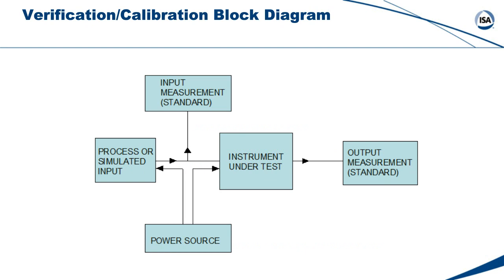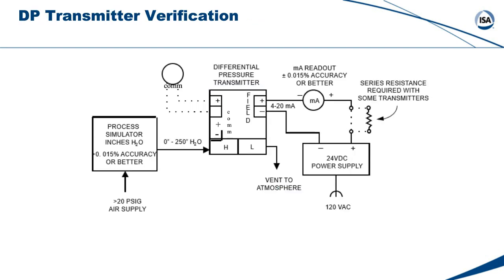To calibrate, a process or simulated signal is sent to the transmitter, and the resulting output, 4 to 20 milliamps, is observed. When the input signal is set to the minimum, or 0% of the range, the output signal should be 4 milliamps. At 100% of range, the output signal should be 20 milliamps. Making the preceding block diagram just a little bit more real, we see that a very accurate process simulator, in this case a pressure supply, is connected to the process side of the transmitter. A current meter is attached to the output to measure the transmitter's 4 to 20 milliamp output.